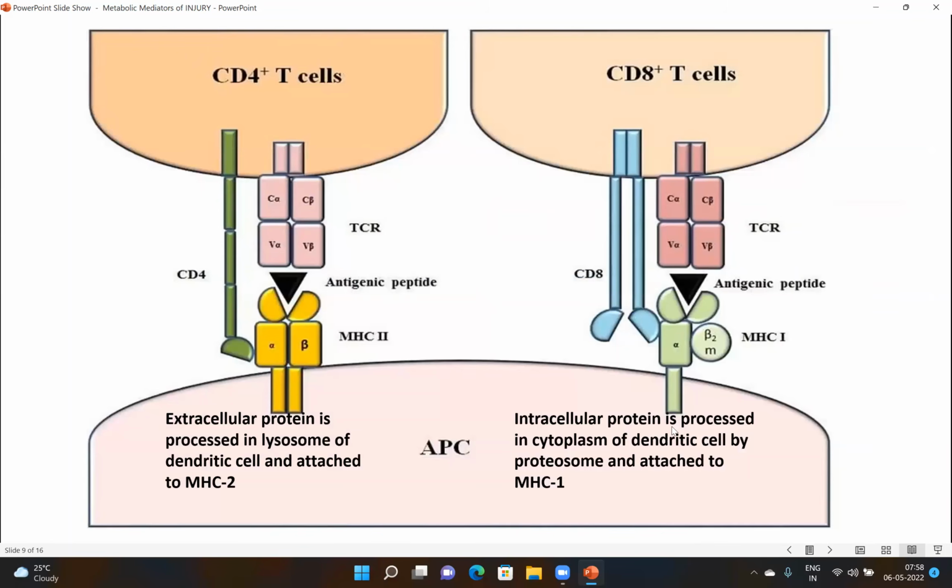The intracellular protein is processed in the cytoplasm of the dendritic cell by the proteasomes, and this is attached to MHC1. Extracellular protein is processed in lysosome, attached to MHC2 and presented to the CD4 T cells.